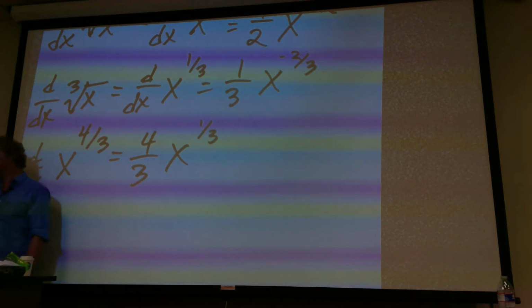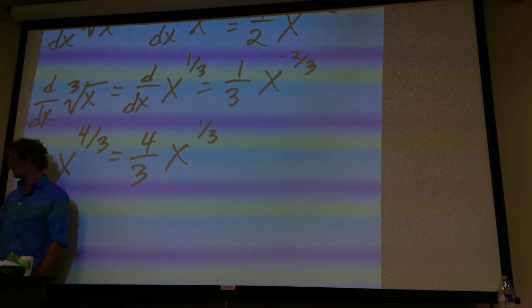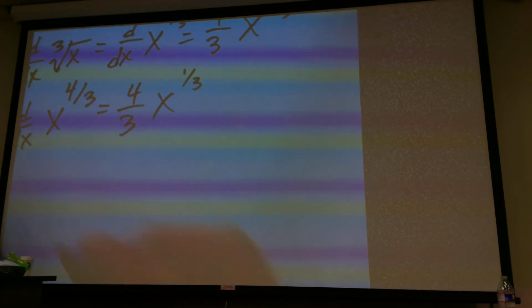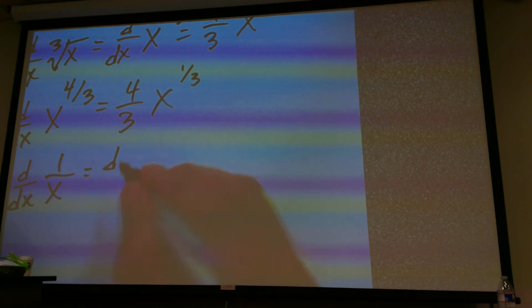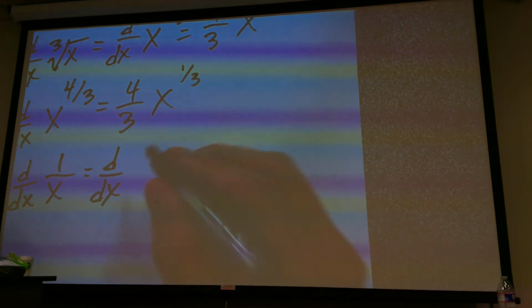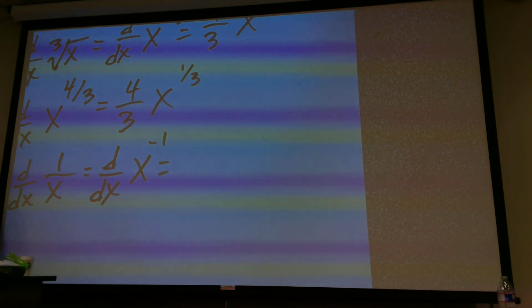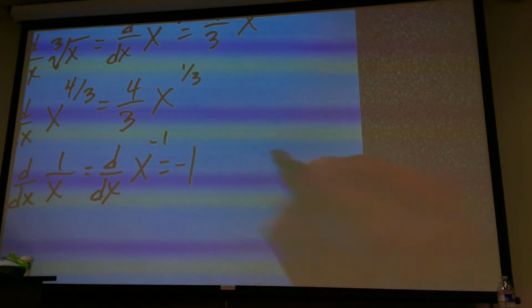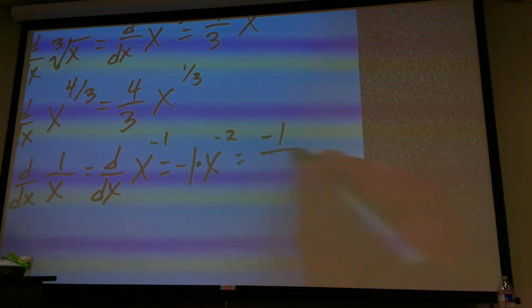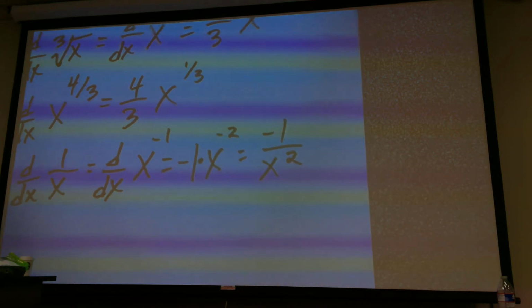Okay? We can even do this with negative exponents. Okay? So if I was going to take the derivative with respect to x of 1 divided by x. Remember, another way to write this problem would be the derivative with respect to x of x to the negative 1. So we have something to the negative 1 power, so that would be negative 1 times x to the negative 1 minus 1, which would be negative 2. Sometimes people would like to write it like this: negative 1 divided by x squared.